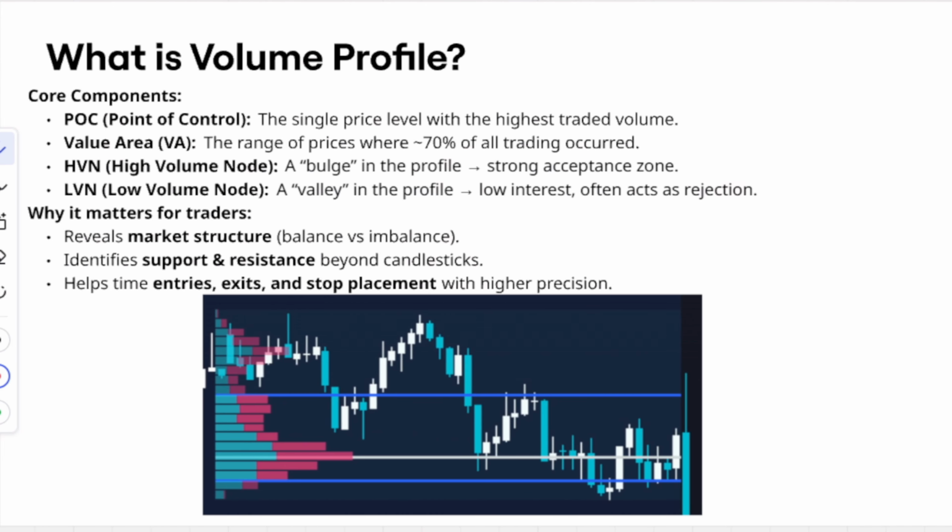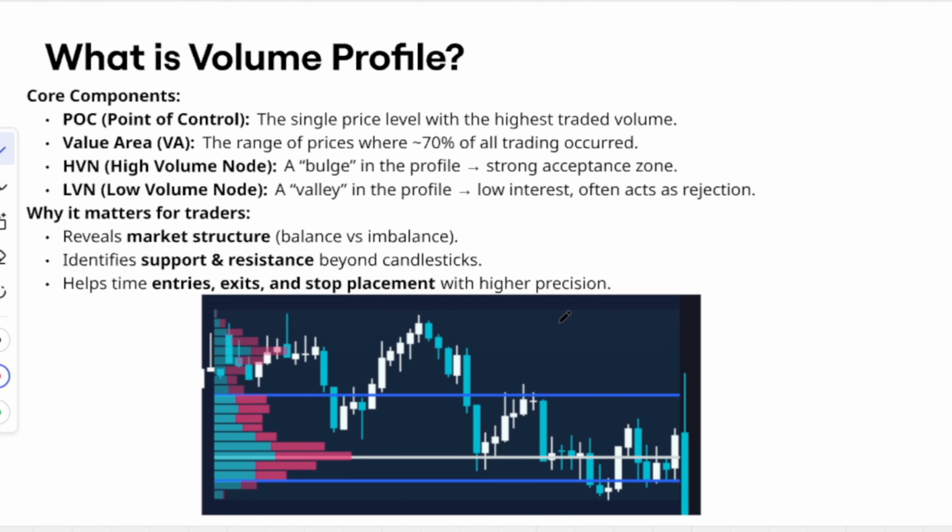Next, the key components you need to understand are the point of control, value area, high value nodes and low value nodes. I'll quickly go over high value nodes and low value nodes. You can see here, these low areas where the bar is not as high are considered low value nodes. These are considered high value nodes.